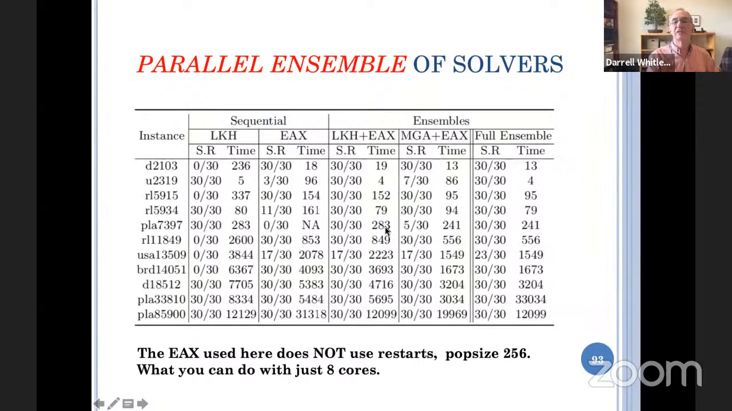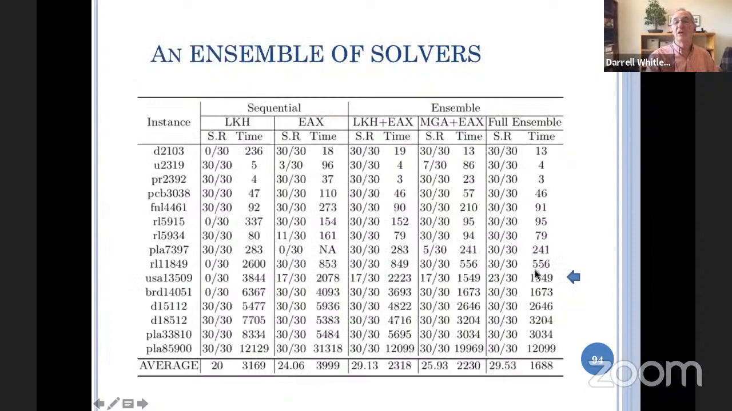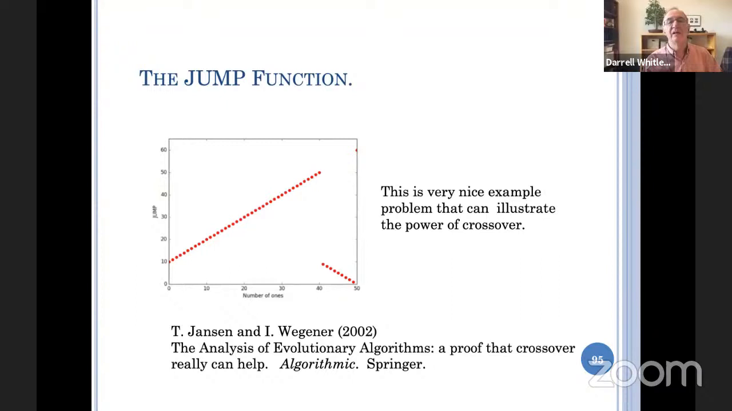And if we run our six solvers here, these two ensembles together into this ensemble, we do really well and we do it really, really fast. Here's a larger set of problems, on all of these problems, which go up to 86,000 cities. There's only one that we don't solve 100% of the time, and we still solve it a majority of the time. So I'm going to say something really quick about recombination and the jump function, and then I'll stop.